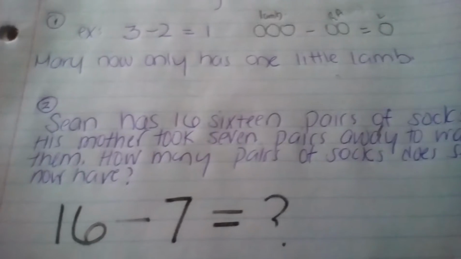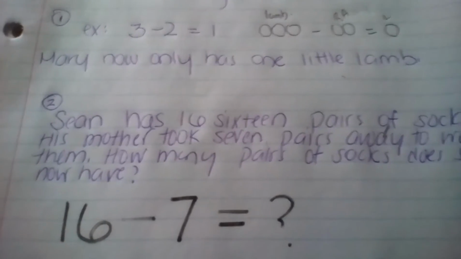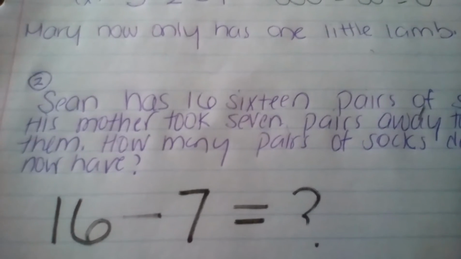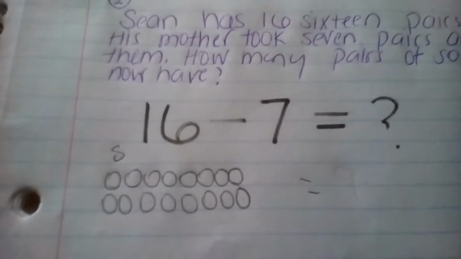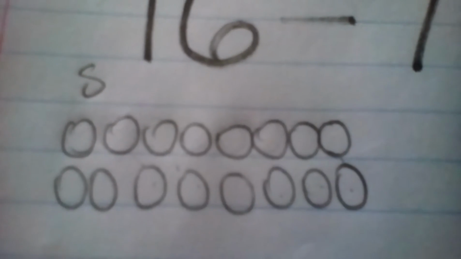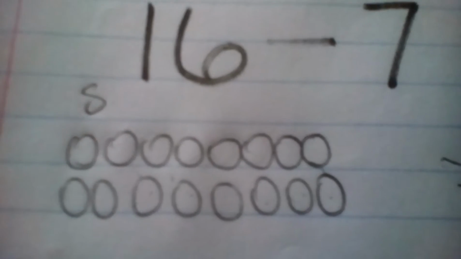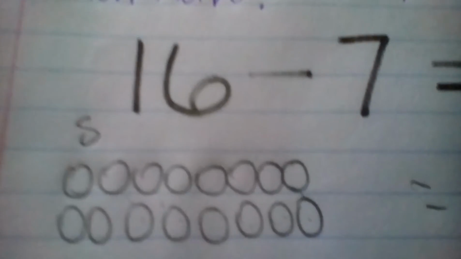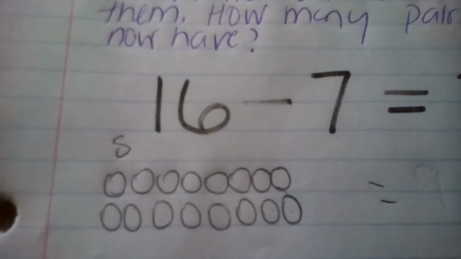Sean has 16 pairs of socks. His mother took 7 pairs away to wash them. How many pairs of socks do you think Sean has now? Alright, so there's our numerical equation. Let's label it. So there we have our bubbles. We have 16 bubbles. So that's 2 sets of 8 that I have, 8 bubbles on top and 8 bubbles on the bottom. And that's the original amount of socks that Sean had, which was 16. And so we're going to take away 7 pairs of socks.